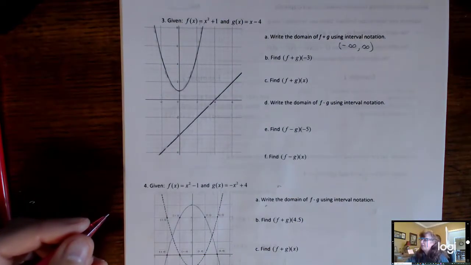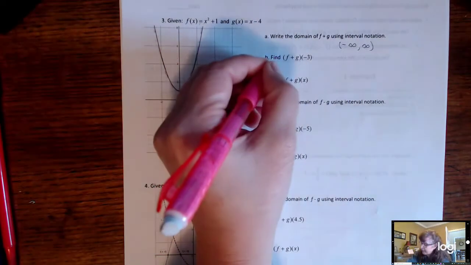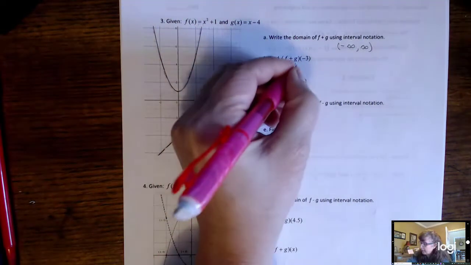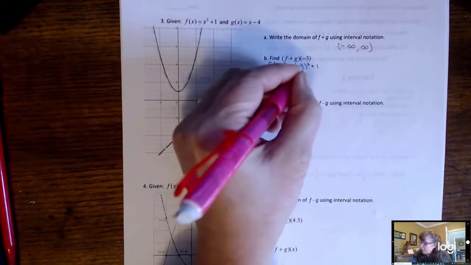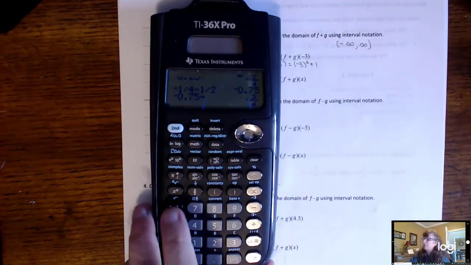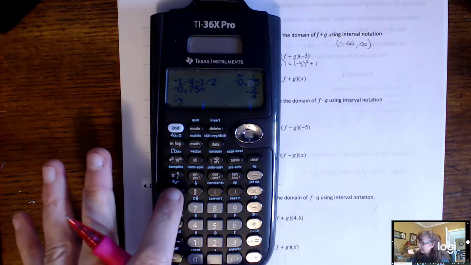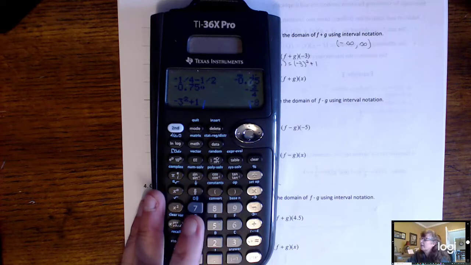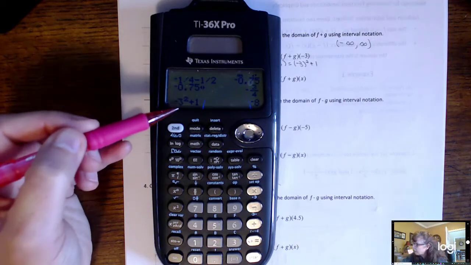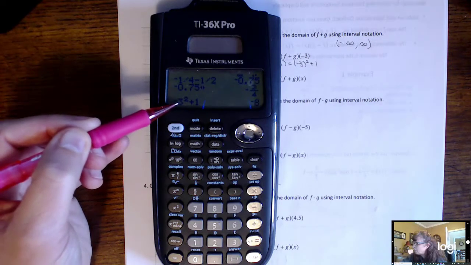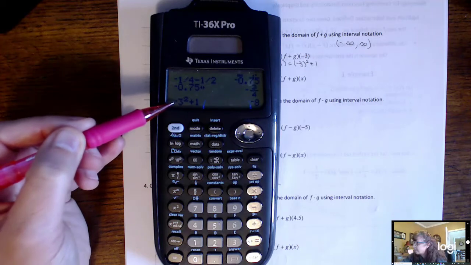Okay, f plus g of negative 3 means to find f of negative 3, which is negative 3 squared plus 1. Always becomes positive. Let me just really quickly show you a common error. If you put it in like this, you're going to get the wrong answer, because the calculator understands order of operations, and when you put it in like this without parentheses, it's going to square the positive 3, 9, and then make it negative 9.